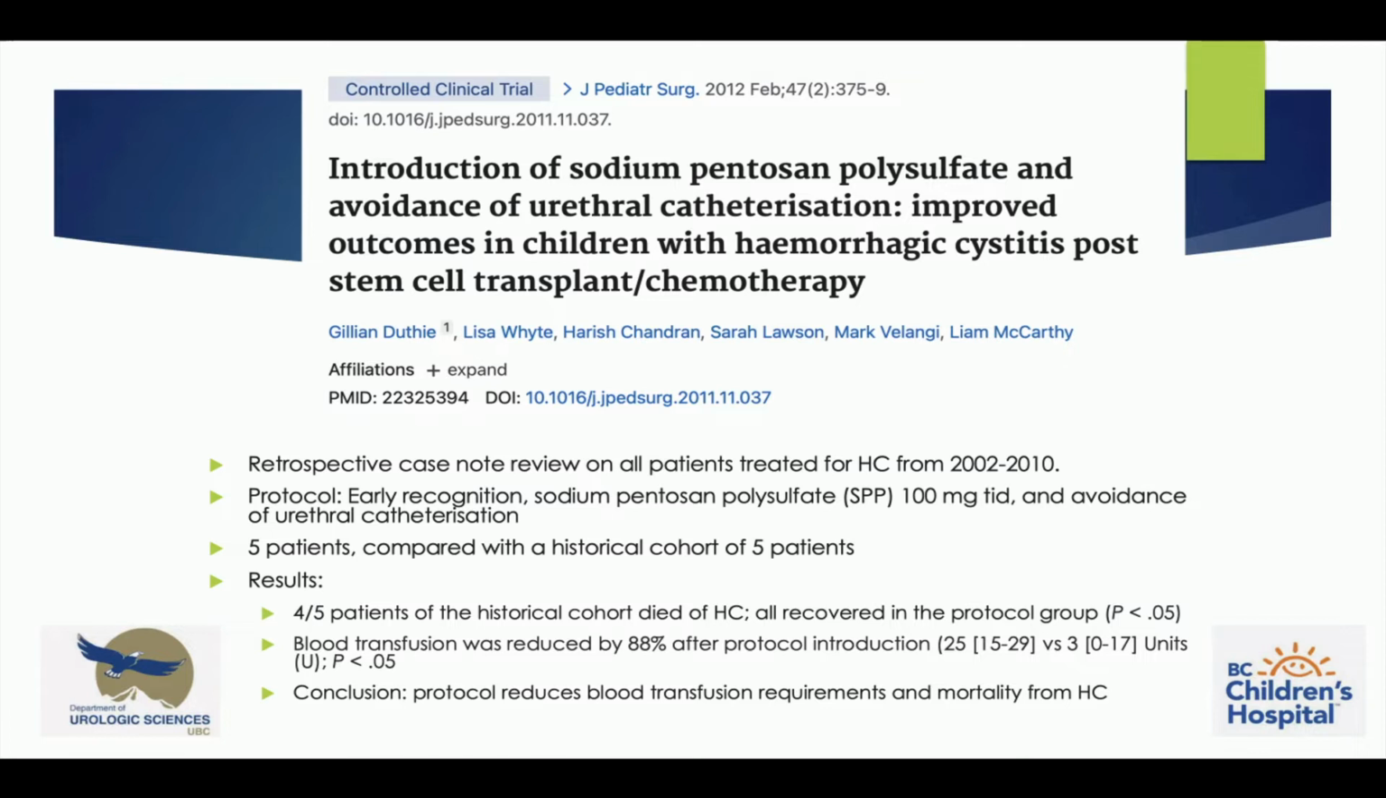But still, they found that 4 out of 5 patients in the historical cohort died of hemorrhagic cystitis, and that all recovered in the protocol group. And that blood transfusion was reduced by 88% after protocol introduction, and that was statistically significant. So their conclusion is that the protocol reduces blood transfusion requirements and mortality from hemorrhagic cystitis. So again, a really small cohort, but still it's interesting to see those results and to see if Elmiron will eventually be recommended more at large if there are bigger studies.